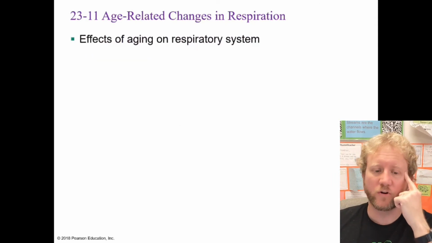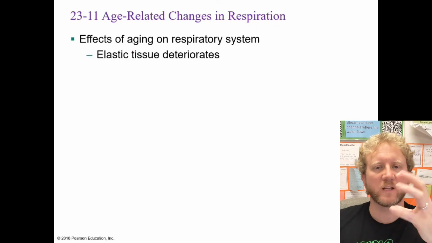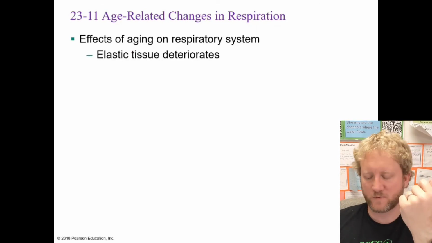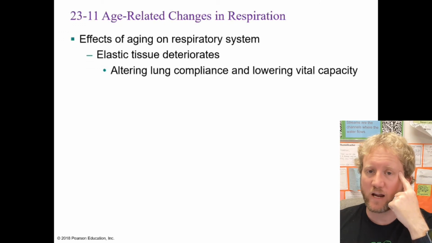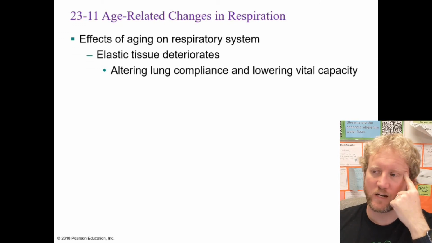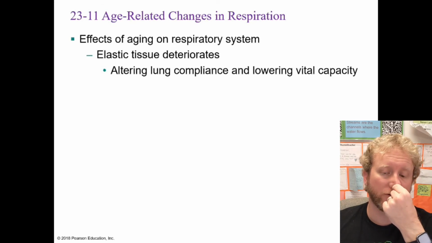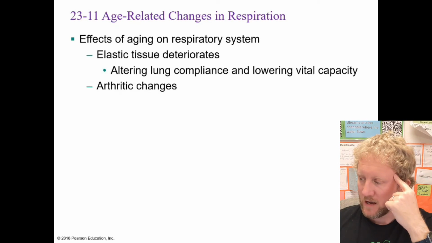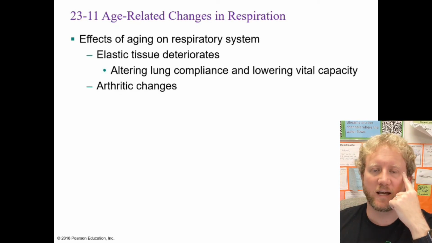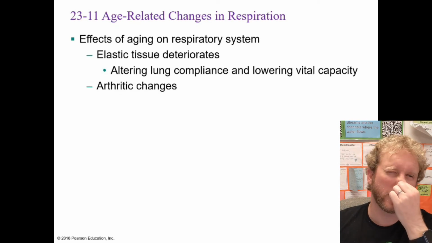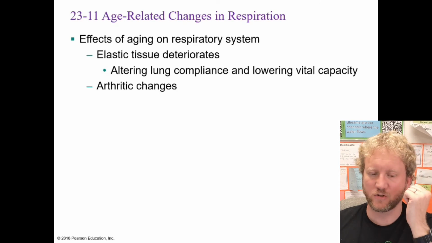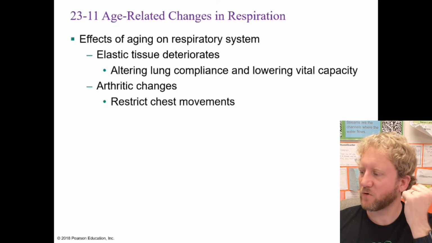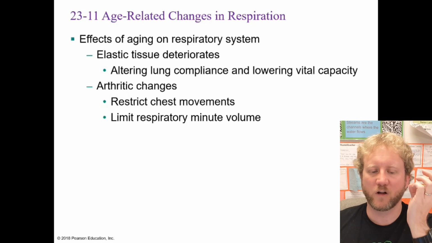As you get older, the elastic tissue around and embedded within a lot of the lobes begins to deteriorate. That means compliance is going to decrease, making it more difficult to breathe, having to use more force, and lowering your overall vital capacity. Arthritic changes: typically as you get older, you're more likely to develop arthritis. That's going to lead to restrictions in your chest movement and limit respiratory minute volume.